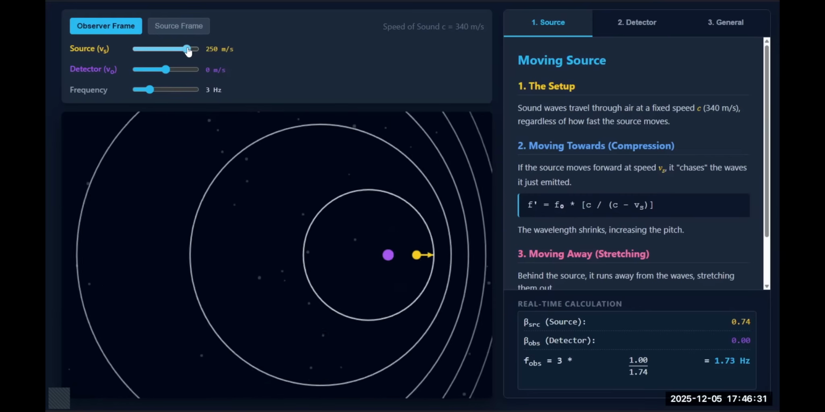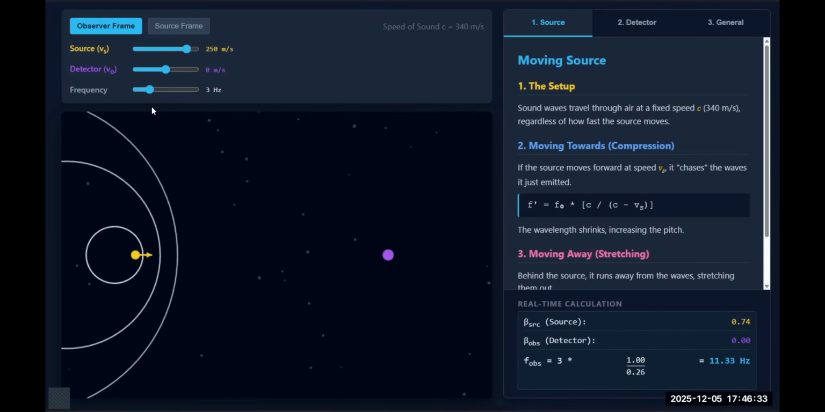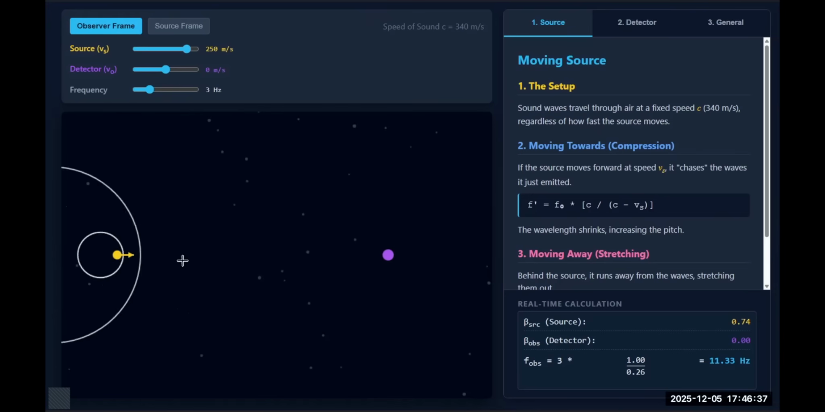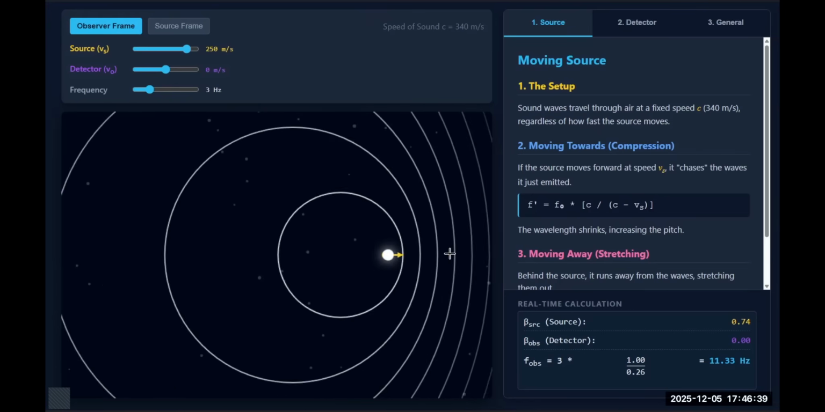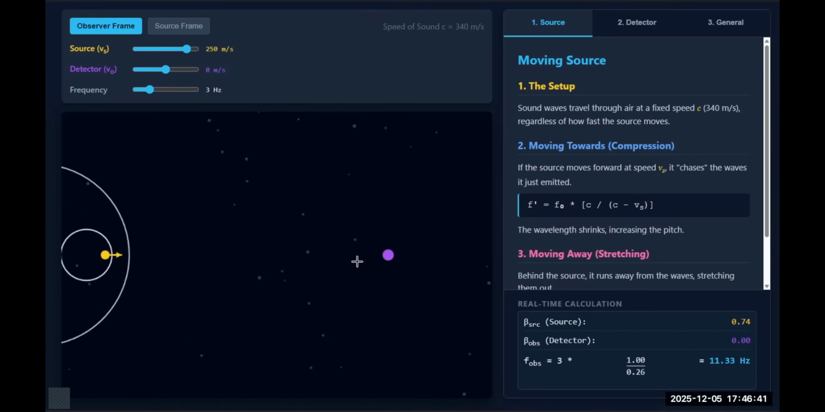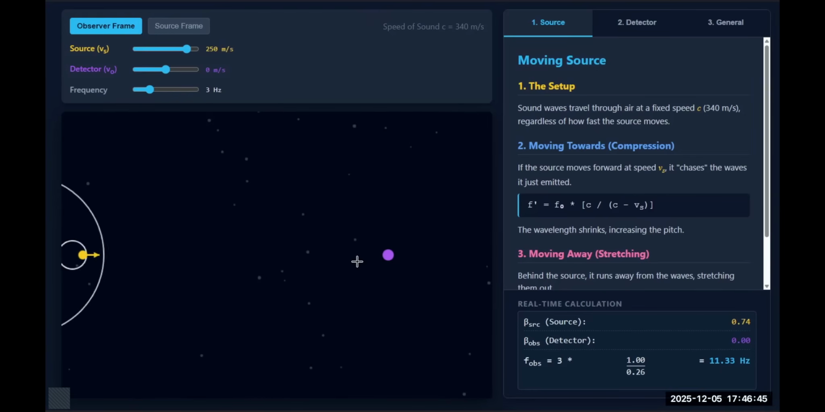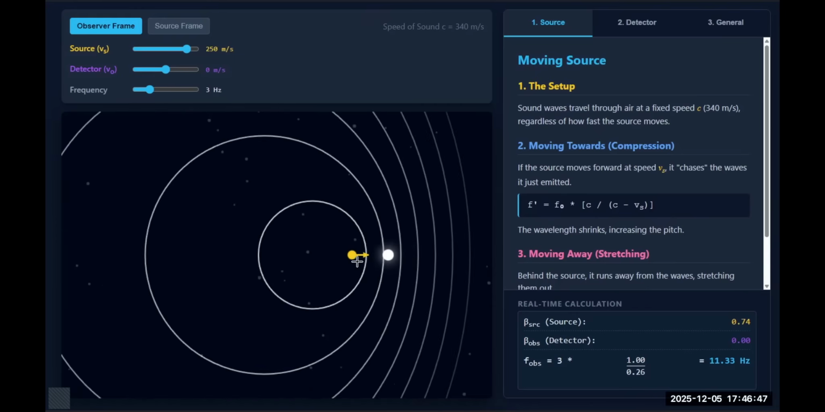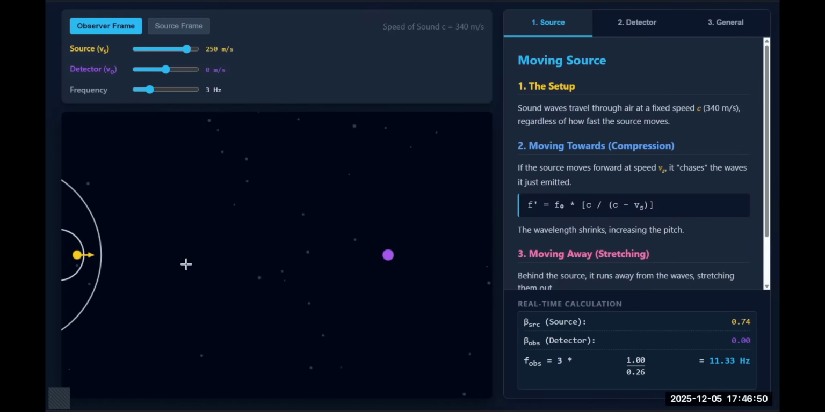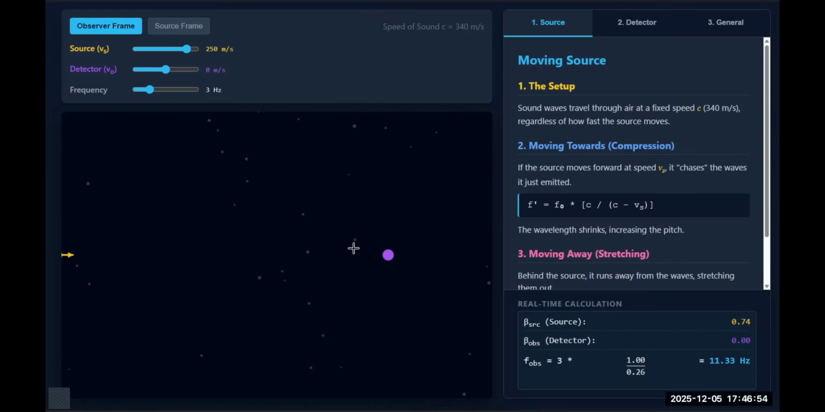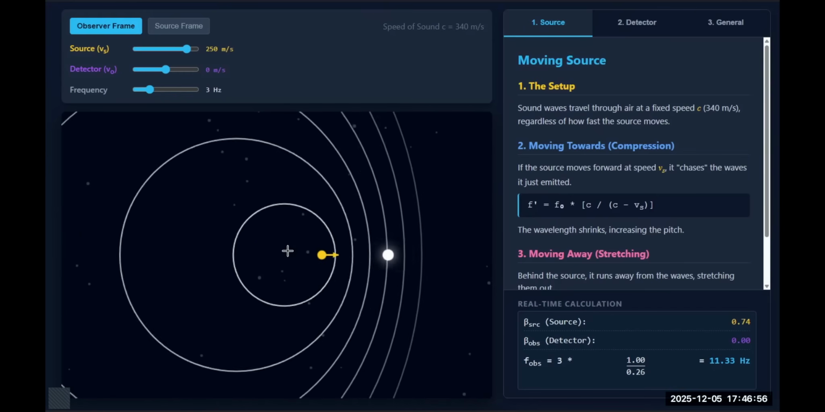So now what happens? It's kind of fast. I wish I could slow it down a little bit. We can see now that the source is chasing the wavefront, because the speed of the wave is absolute. It's absolute in that medium, in air in this case, but it could also be in the ether. It's the same thing. Now we see the source is chasing the wavefront, and so these wavefronts are bunched up together.